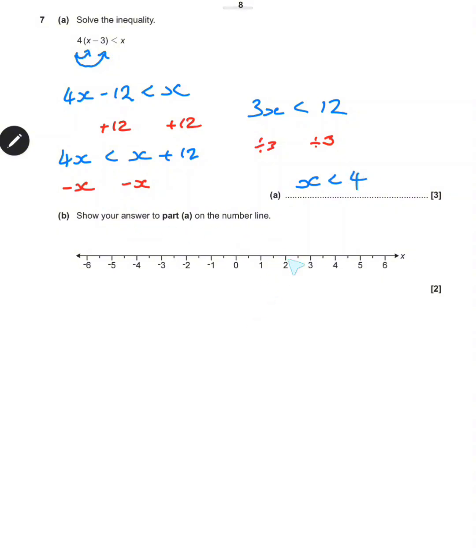It says show your answer on a number line. Well, clearly 4 is important, so I'm going to do a circle at 4, and I'm going to show that it's all of the numbers less than 4. Because there's no 'or equal to', I'm not going to colour this dot in. If that was 'or equal to', then I'd colour the dot in. But because it's not, I'm not.